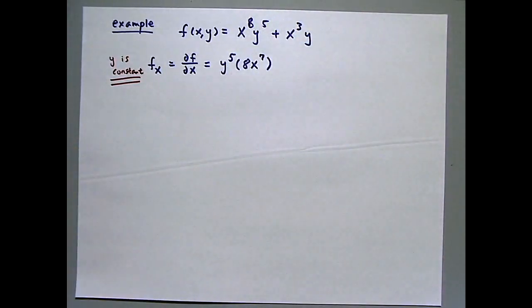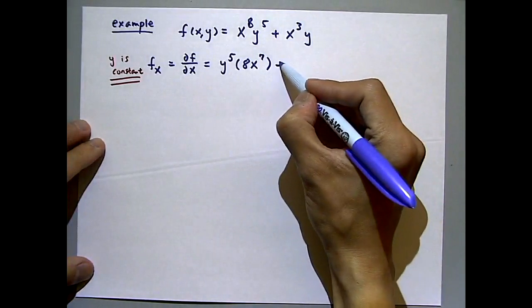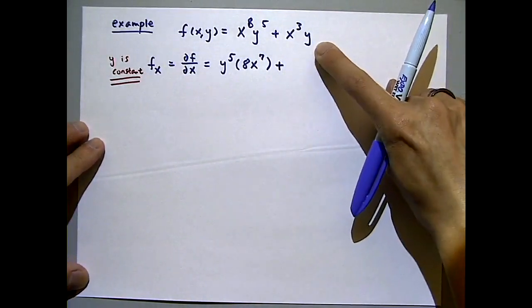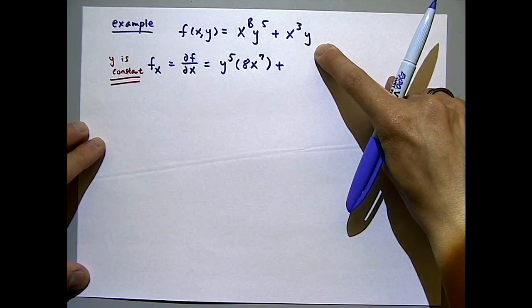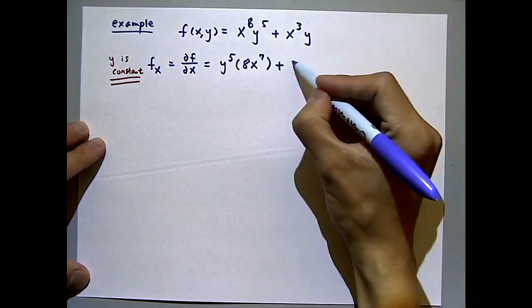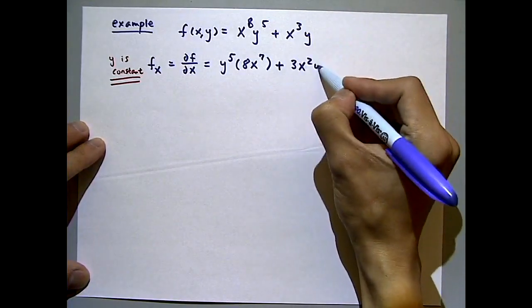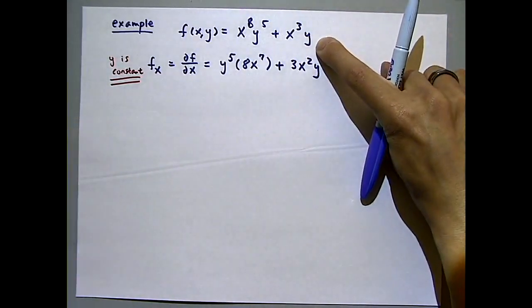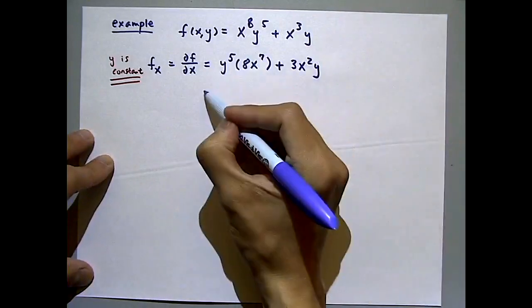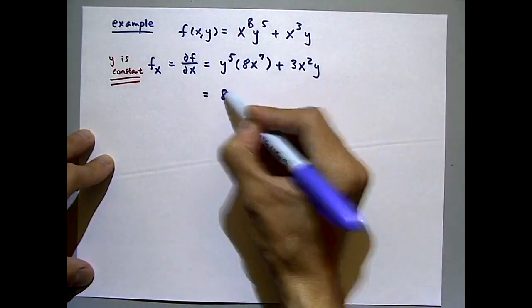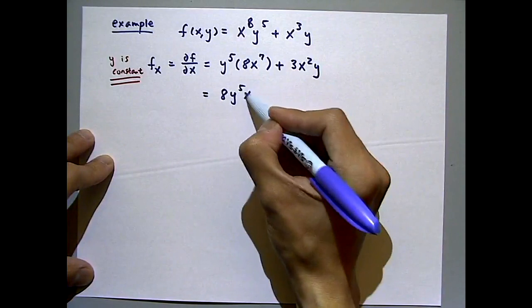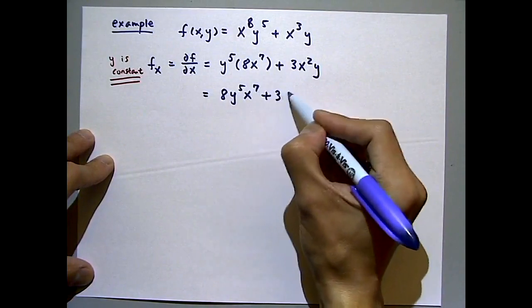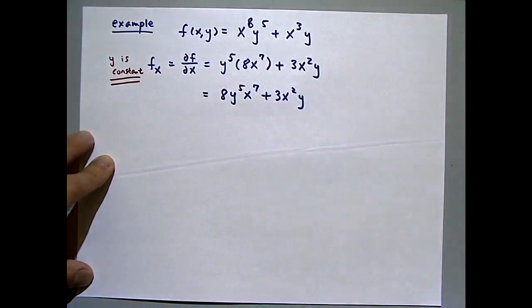Does that make sense, how I got that? Yes? Okay, y is a constant. What about here? What do we get? 3x squared times y. Very good. Because y is a constant, so this is treated like 2 times x to the 3rd. Let's just make this a little nicer looking: 3x squared y.